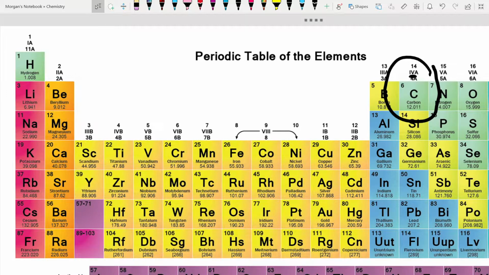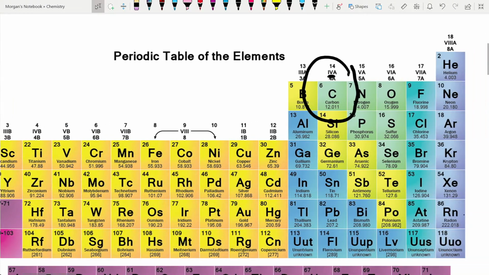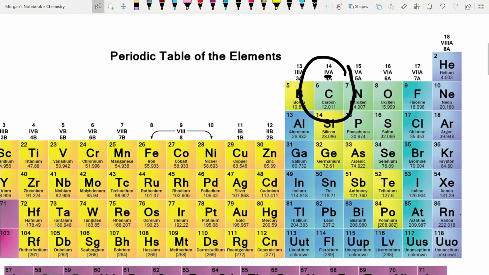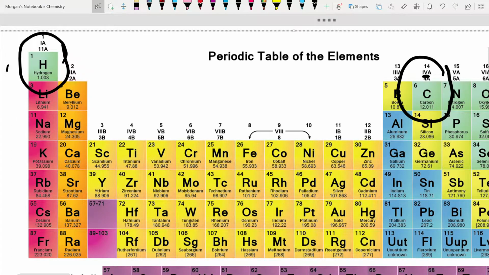So, group 4 has 4 valence electrons in its outermost shell. That doesn't mean that it has 4 electrons total, just in the outer shell. Then we're going to come over here and find hydrogen. Hydrogen has 1 electron total, so it only has 1 electron in its valence shell. It is in energy level 1. Energy level 1 can only have a maximum of 2 electrons anyway. 2 is for helium, 1 is for hydrogen.